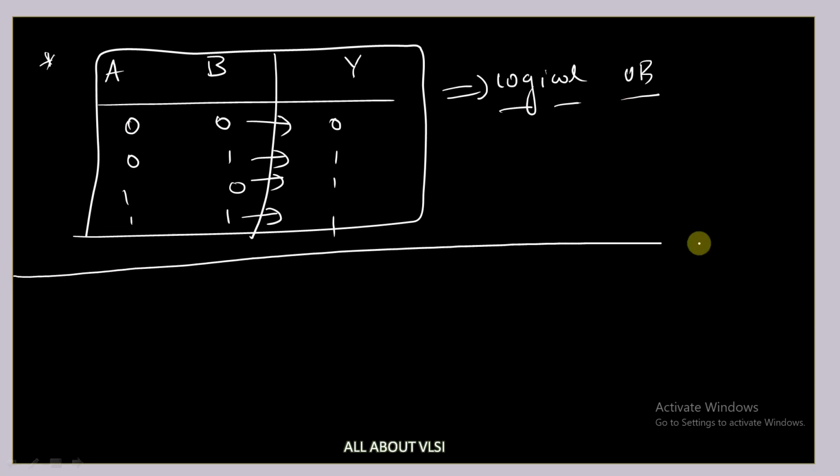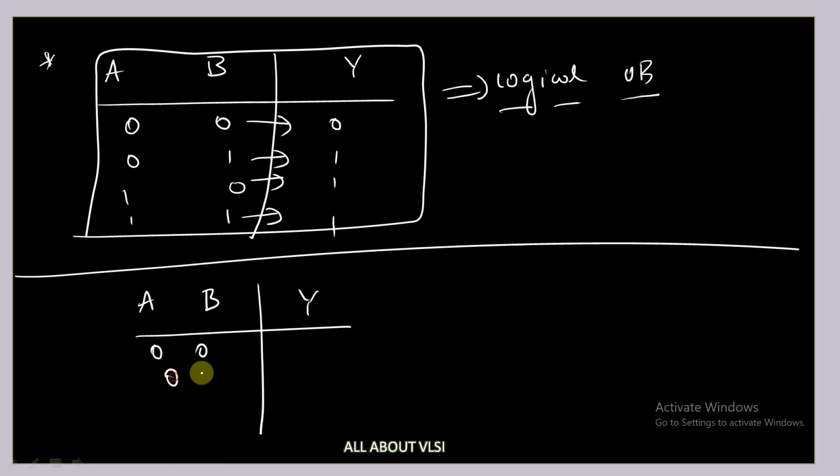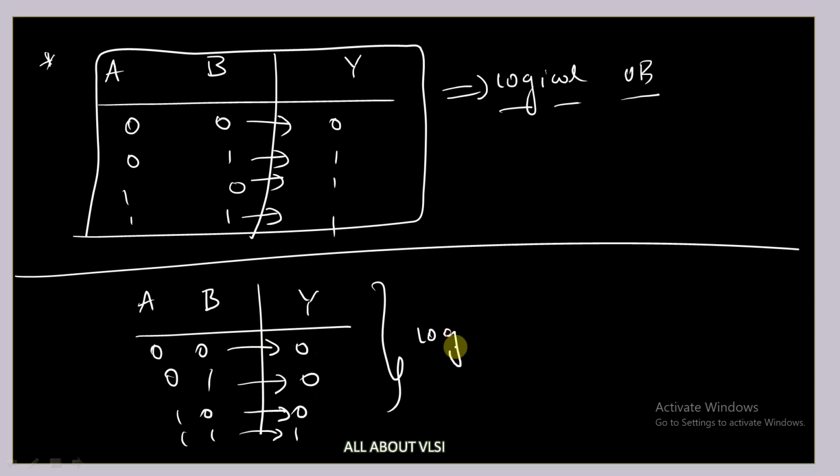Okay, yes. And in the case of logical AND operation, we know. If we have 0 0, 0 1, 1 0, 1 1, we will simply get 0 0 0 and 1. This is your logical AND operation.